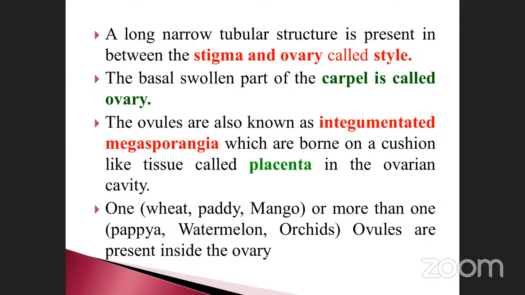What examples have been given here? One ovule: wheat, paddy and mango. More than one: papaya, watermelon, orchids. Ovules are present inside the ovary. How many ovules are present? One ovule is present in wheat, paddy and mango; they have only one. Take the examples papaya, watermelon and orchid. These are fruits, isn't it? Mango is also one of the fruits, but particularly these are considered cereals. So ovules are present inside the ovary, with more than one present here.